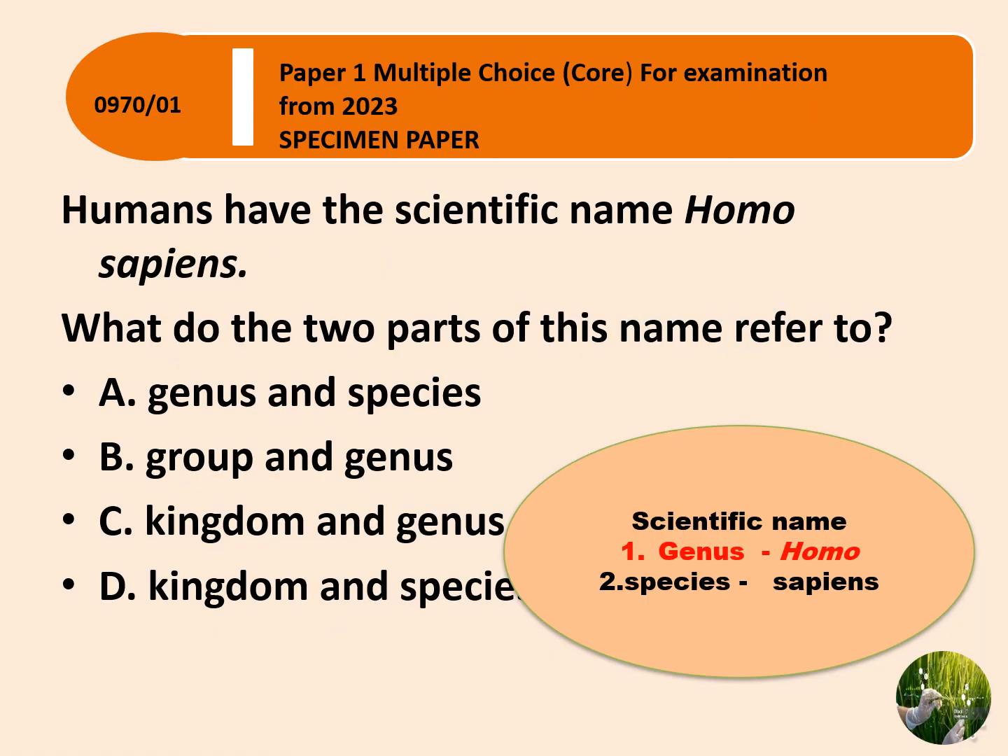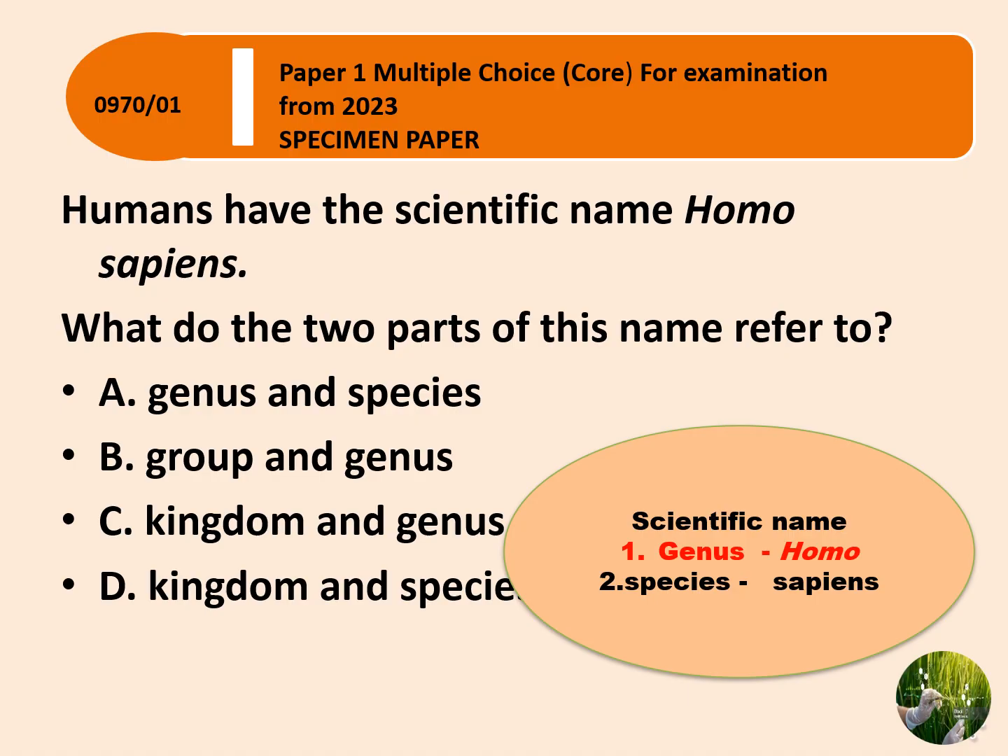In a multiple choice question, specimen paper from 2023. Humans have the scientific name Homo sapiens. What do the two parts of this name refer to? Now earlier also we learned a scientific name has two parts. The genus, that is the first one, species, the second one.